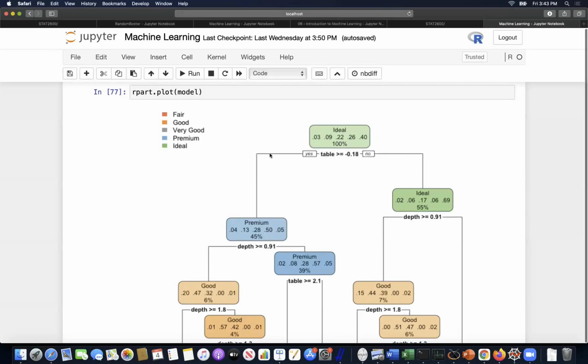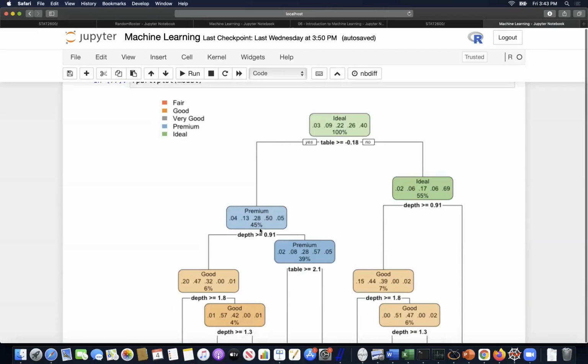Then let's say you decide to go left. Then 45% of the data are here, 55% of the entire data set is there, and out of these 45%, 50% of the observations are premium. That's why you colored this as premium. You colored this as blue.